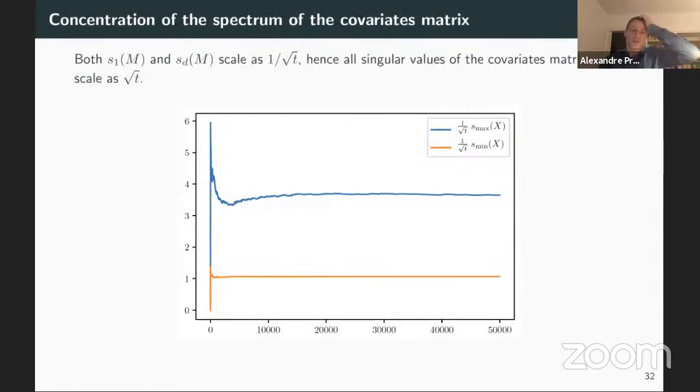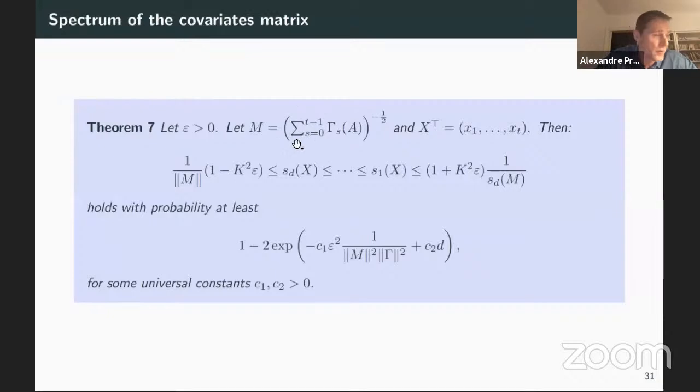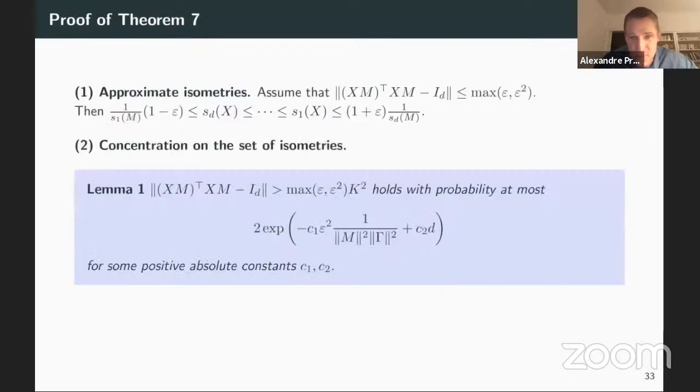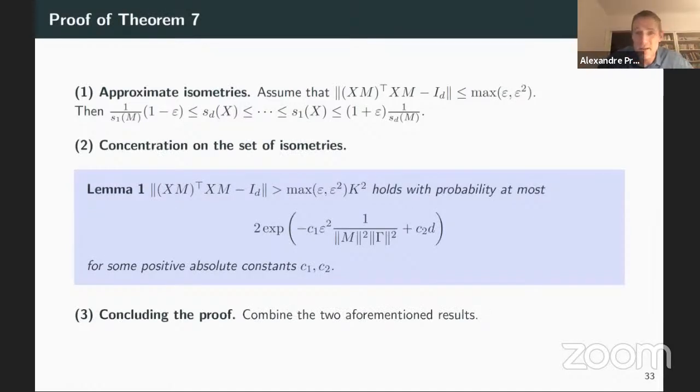Okay, this plot illustrates this concentration. We remark that all the singular values of this matrix M scale as square root of T. And so the spectrum of the covariate matrix should also be around square root of T. And this is what we have for the largest and minimum singular value of the covariate matrix when renormalized by square root of T. Okay, I will stop here. If you are interested in the proof, we can discuss that. It's essentially using the fact that the matrix XM looks very much like an isometry with very high probability.